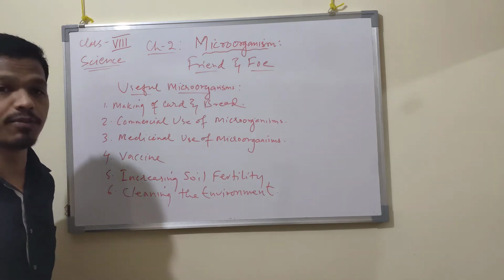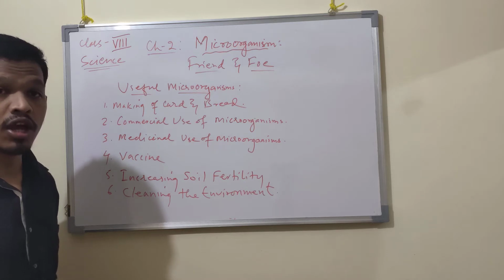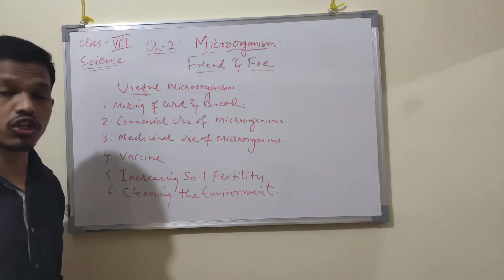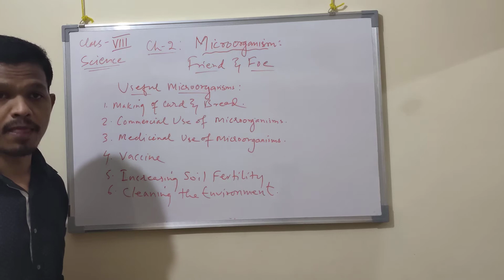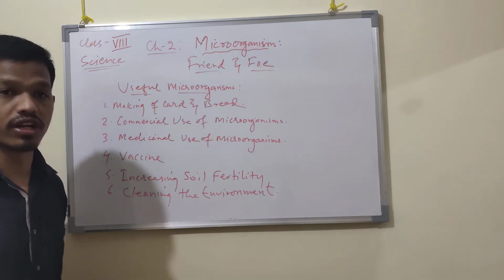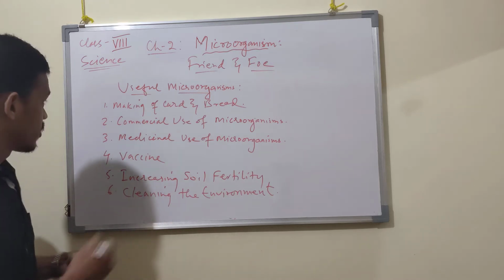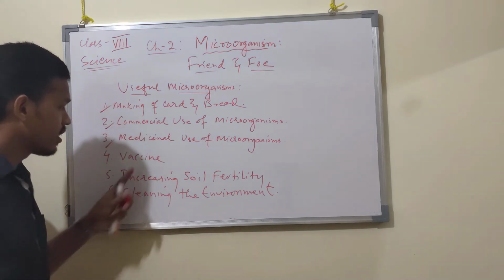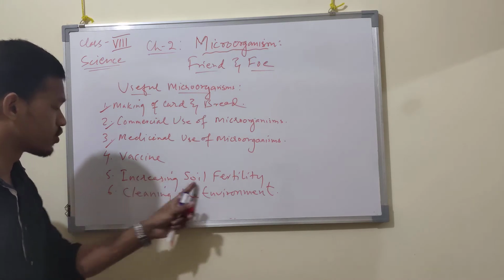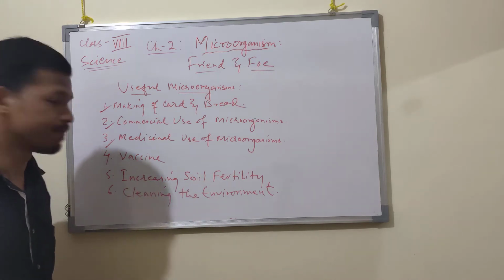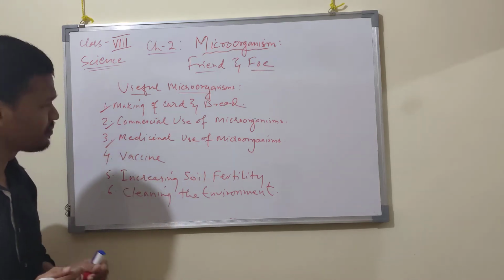Already you have studied antibiotics. Antibiotics are those microorganisms which kill or destroy the harmful or disease-causing microorganisms. Those are known as antibiotics. Already you studied these three. Then today we will study vaccine, increasing soil fertility and cleaning the environment. So vaccine we will study.